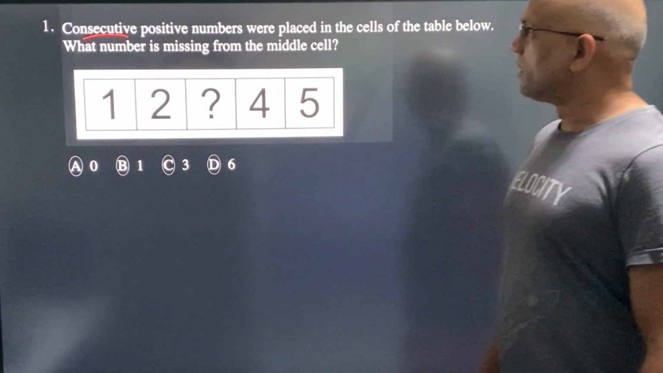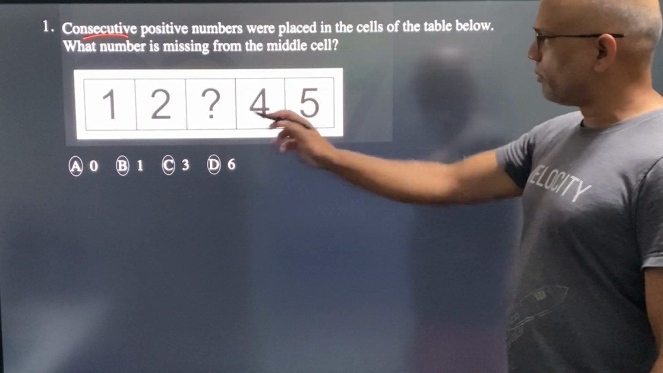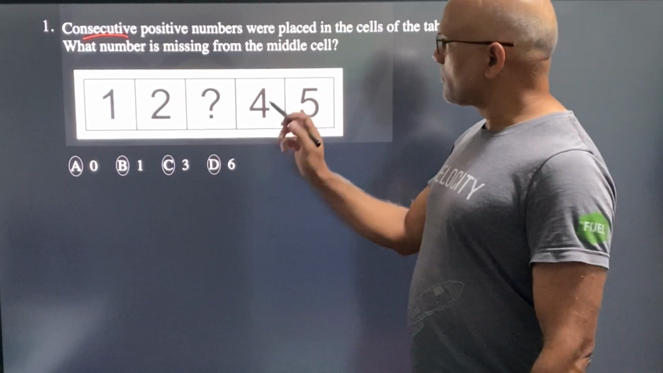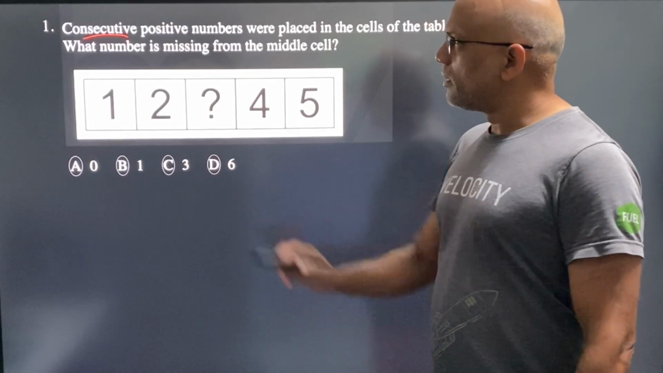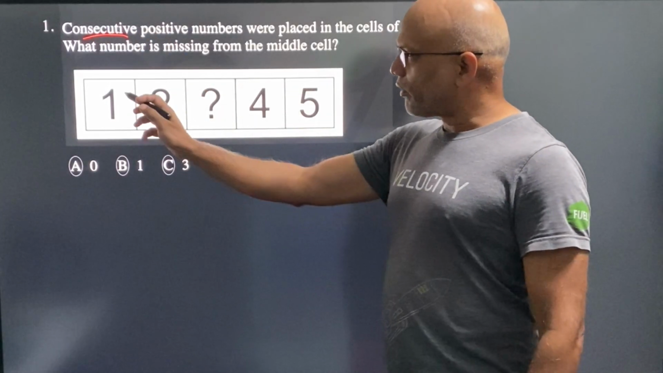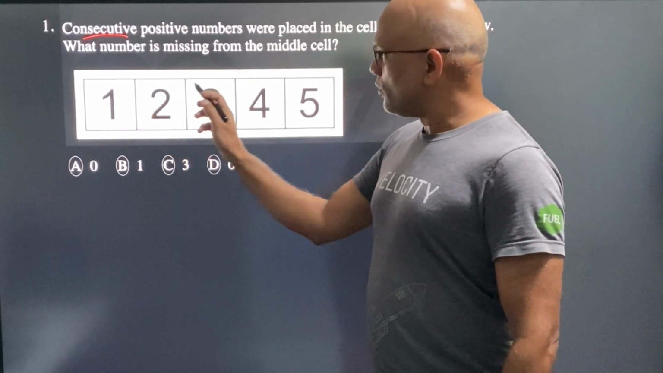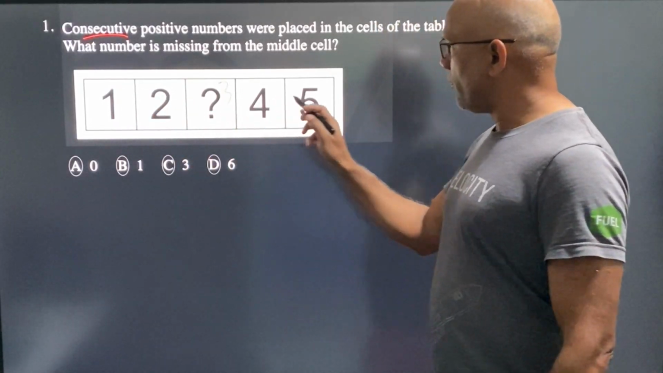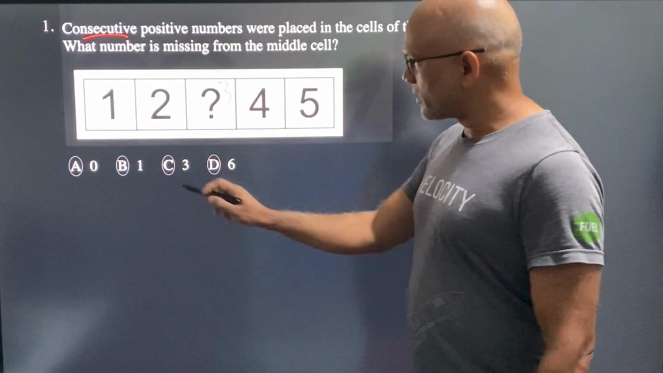Consecutive positive numbers were placed on the cells of the table below. What number is missing from the middle cell? So what is this number? Consecutive means we cannot skip any number. So let's start counting from 1, 2, next number is 3, 4, 5. So the missing number is 3. C is the correct choice.